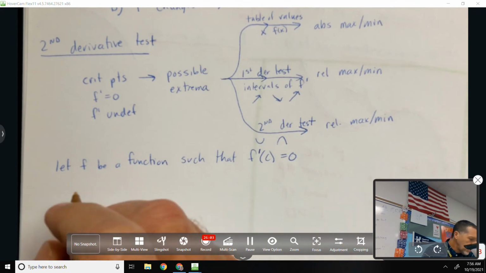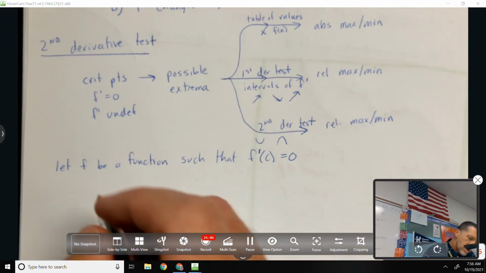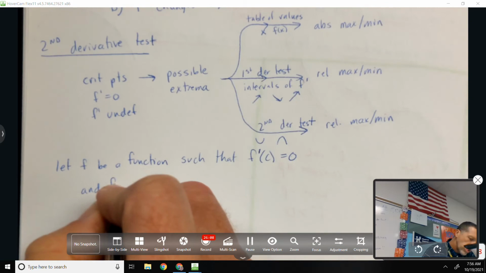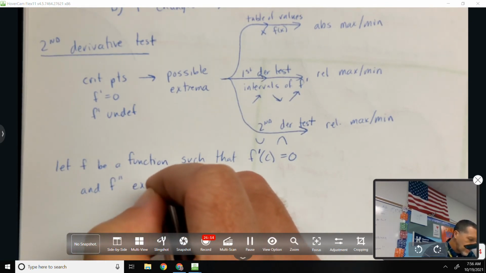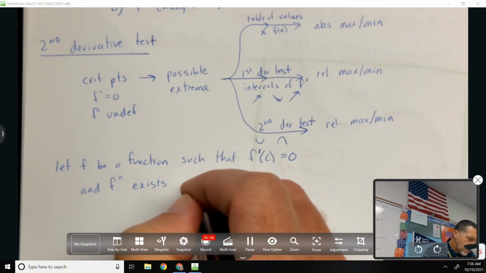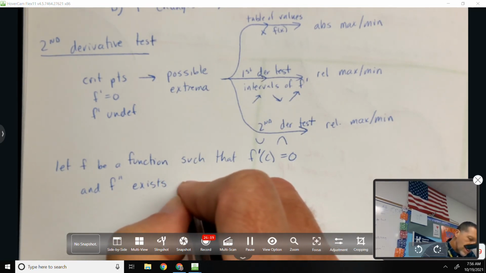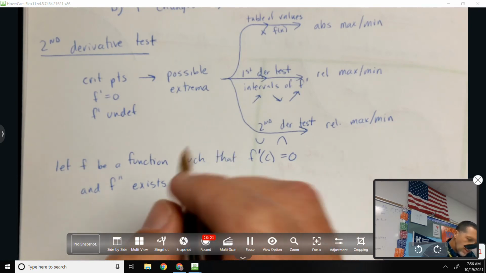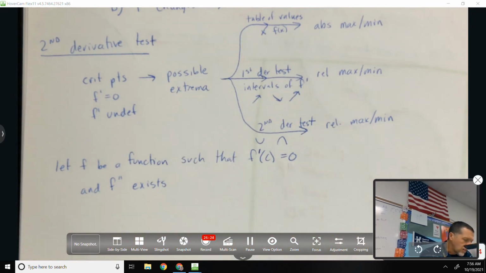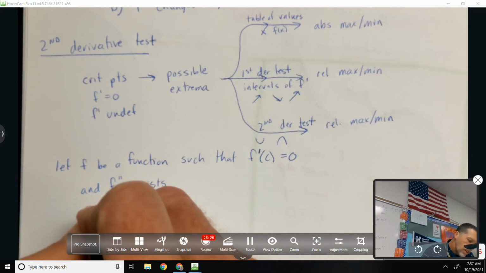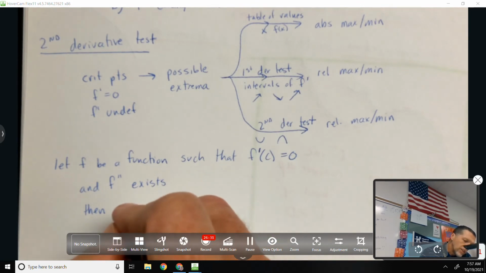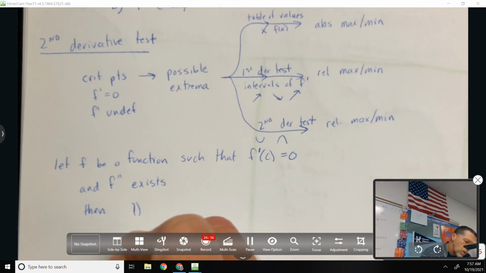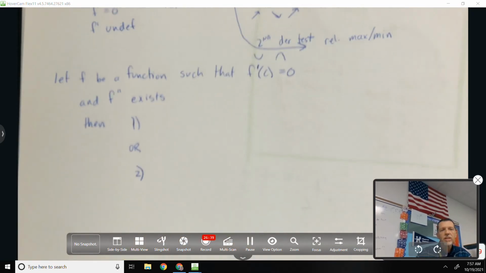So if f prime equals 0, and f double prime exists, yeah, we can just pause there. If f double prime exists, then here's our conclusion. Here's two different things that could happen. So this is 1 or 2. It's not both, it's one or the other.